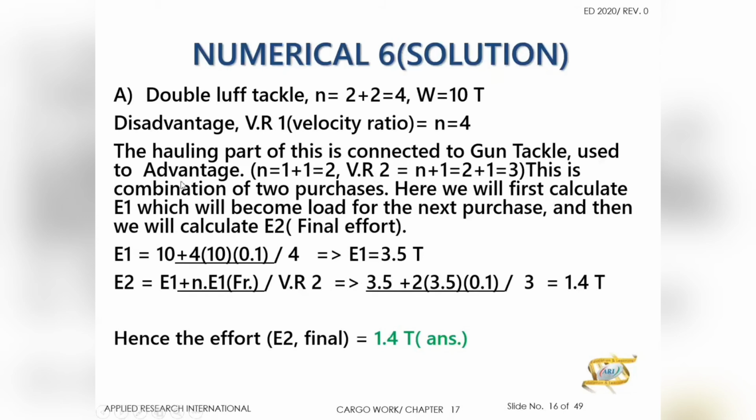Because gun tackle is to advantage. So we get 2 plus 1 is equal to 3. This is a combination of two purchases. First calculate effort 1, which becomes load for the next, and then you find out the next effort 2, or final effort.